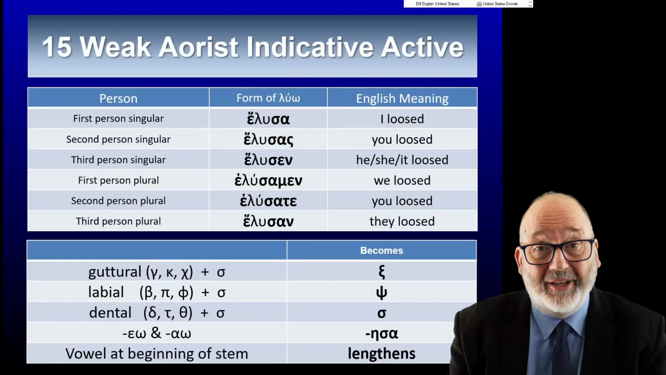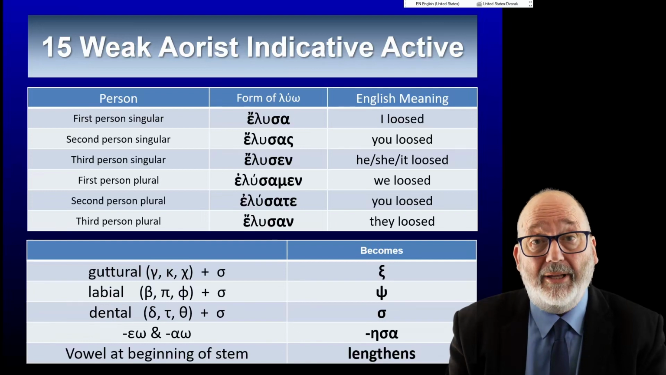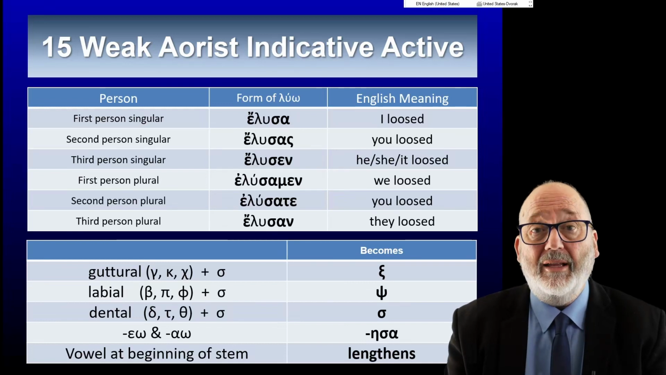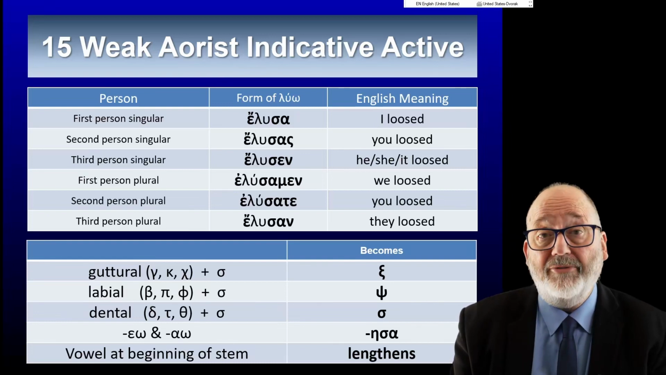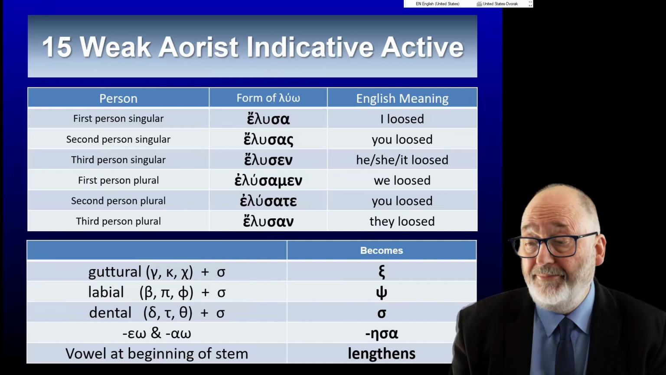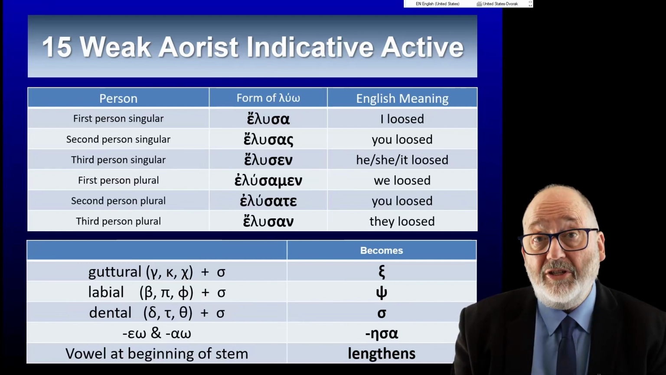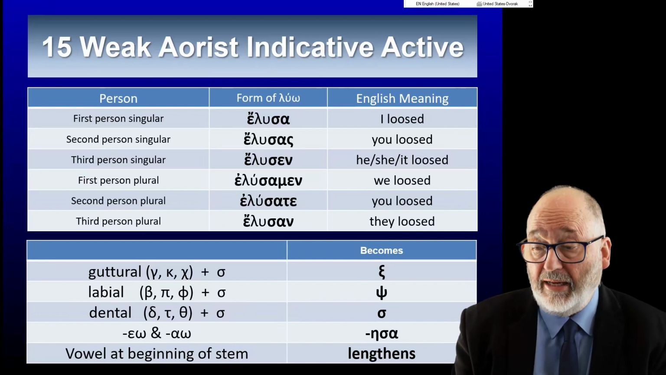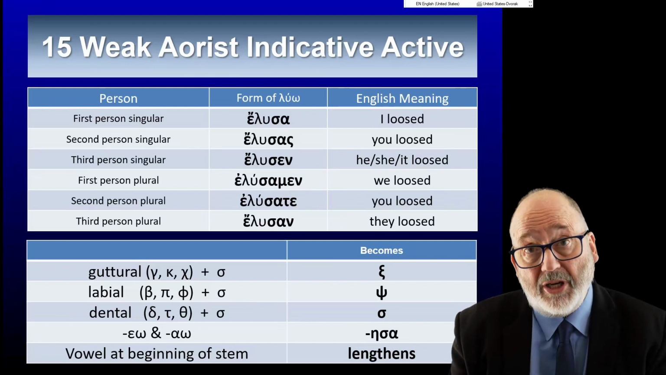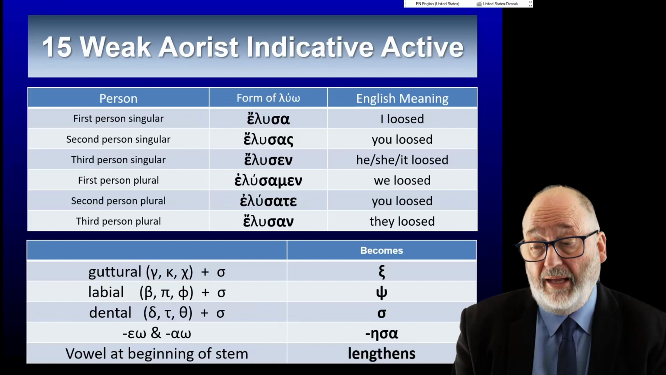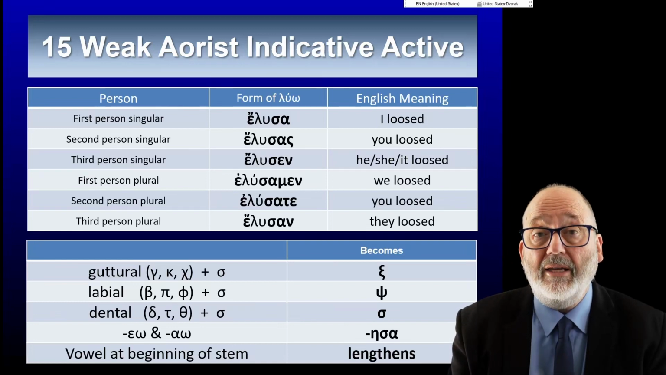Just note it. Well, now that we've seen some of the predictable changes that take place as weak aorist verbs form their aorist, I thought I would summarize them on this slide. So we have the aorist of the regular verb luo formed as follows: elusa, elusas, elusen, etc. But if a regular verb finishes with a consonant that's a guttural, labial, or dental, or an epsilon or an alpha, there are predictable changes that take place, and I've listed them there. And there are predictable changes that take place if the verb stem begins with a vowel. Now that we've seen how the weak aorist verbs are formed, let's look at some examples.